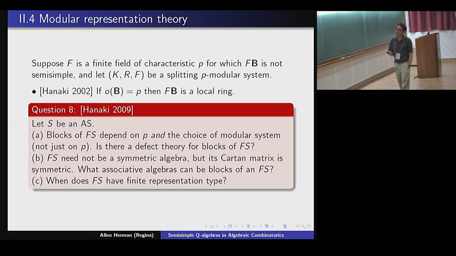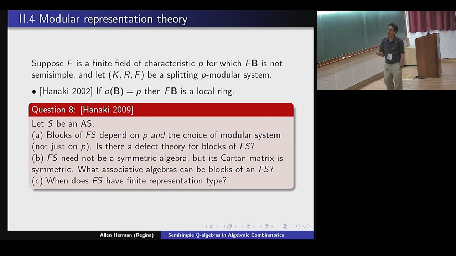One of the big missing parts of the theory is that there's no theory of the defect. There are 2 candidates that Hanaki has generated, but we don't know what will play the role of the defect for a block in this context. The Cartan matrix is symmetric, even though the algebra isn't. So we don't know what restrictions there are, order theoretic restrictions I should say, on what kinds of blocks we get. Still, I think that's open for groups too, but this is the corresponding question here.